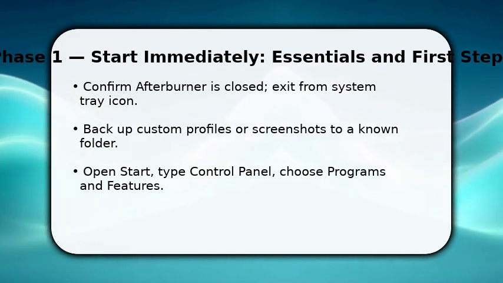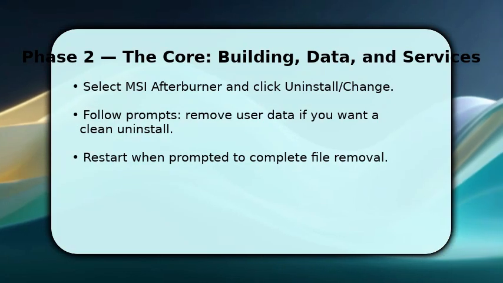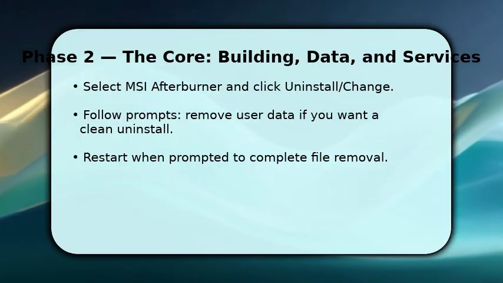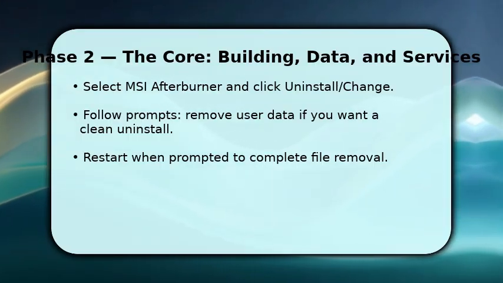You click Uninstall or Change and follow the program prompts. Choose to remove user data only if you want a clean slate. Pay attention to options about Riva Tuner Statistics Server. Uninstall it too if you no longer need on-screen monitoring.